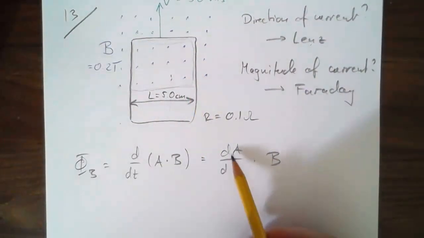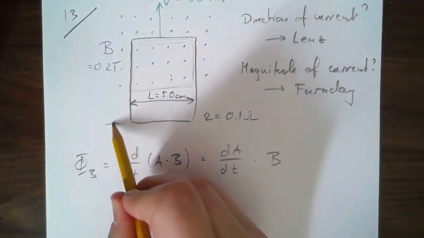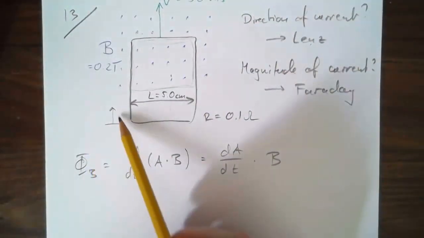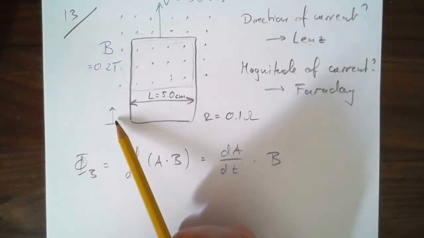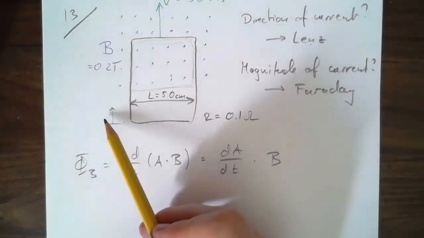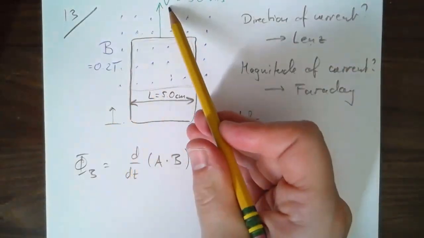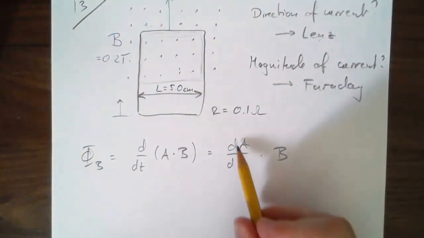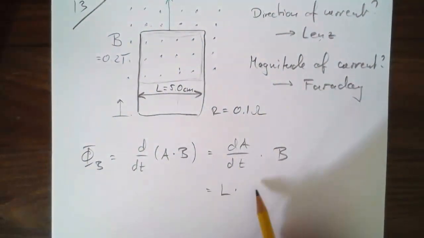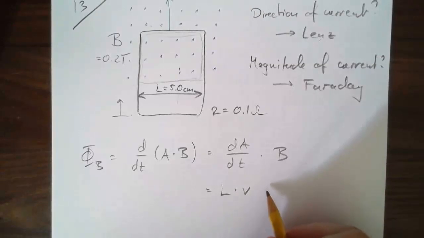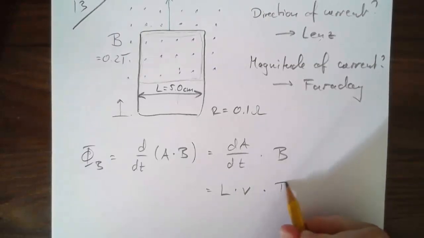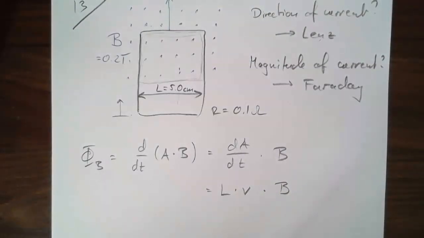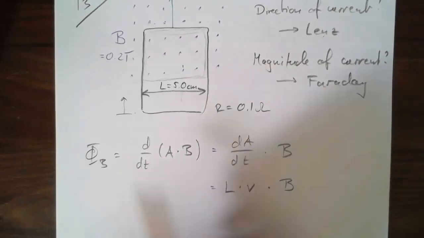Well, if I call this position x, it would be the length times dx/dt, but dx/dt is nothing but v. The rate of change of area is L times v. Make sure you understand this. Then you can plug in the values, and you're going to get the potential.